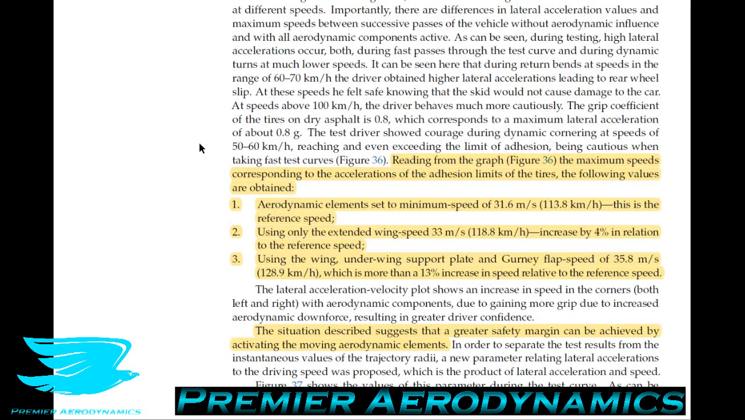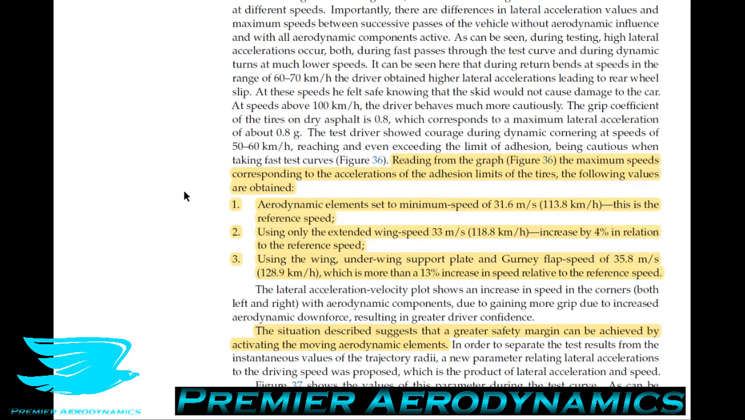Using just the wing, the car could get up to 33 meters per second, they say here, which increased the maximum speed by 4%. Using the wing, the underbody support plate, and the gurney flap, the velocity that this car could now reach was 36 meters per second, which is a 30% increase in the speed relative to the reference speed. So in other words, they said here, the car can travel at 30% faster velocities effectively when you're in the Aero Max setup compared to the minimum aero setup.